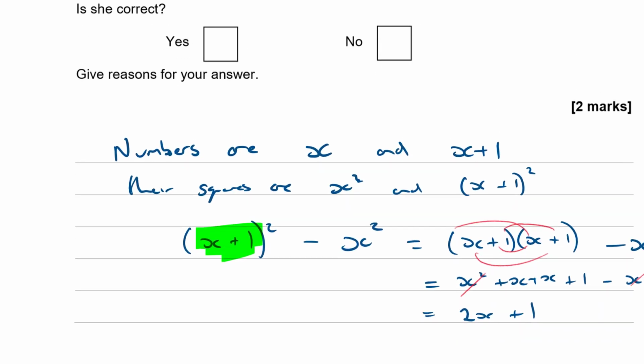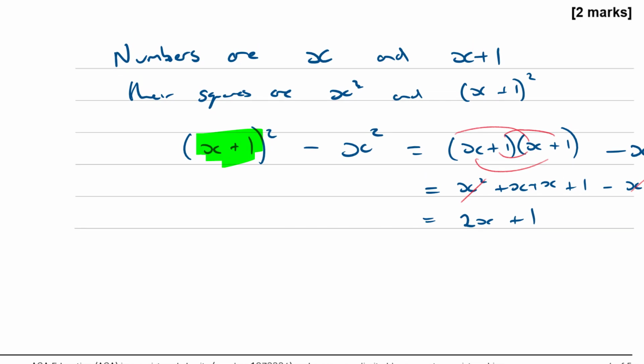Now, why is that always odd? Well, let's assume that x is even. Then 2 times an even number is going to give me an even number. Plus 1 will give me an odd number again. But then again, let's say x is odd. 2 times an odd number is always even. And then add 1 again, you're going to get an odd number. So I can say 2x is always even. So 2x plus 1 is always odd.